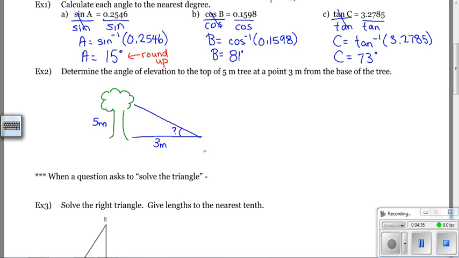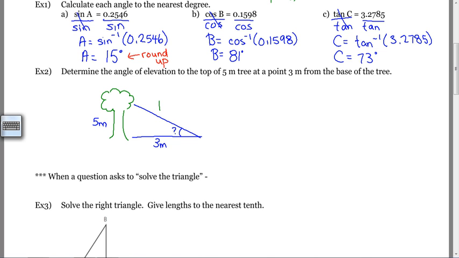Alright, now let us label the triangle. This is our hypotenuse. I should probably do it in different colors. We'll do red. Hypotenuse, this is our dot, our adjacent. It's going to be the 3 meters, and this is our opposite.